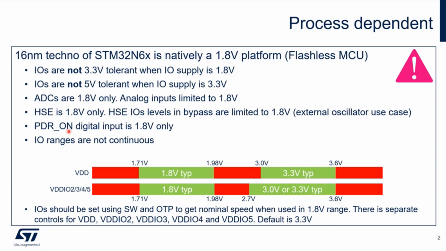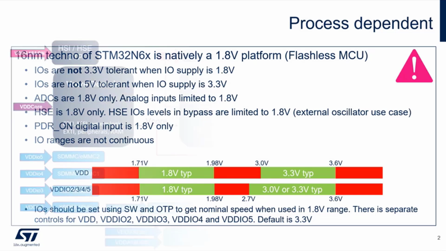The configuration of the power supply range for the given power supply domains is possible using one-time programmable bits. We have several independent power supply domains like VDD, VDDIO2, 3, 4, and 5. And what is important, default power supply range is 3.3 volt. So once again, important message, if you would like to maximize the speed of data exchange, for example, with external RAM or flash, you would need to switch to the 1.8 volt.